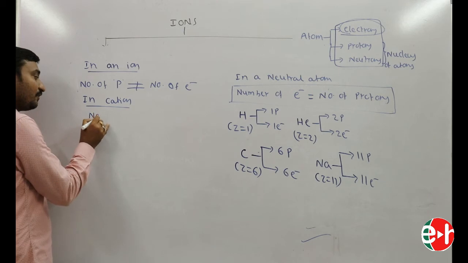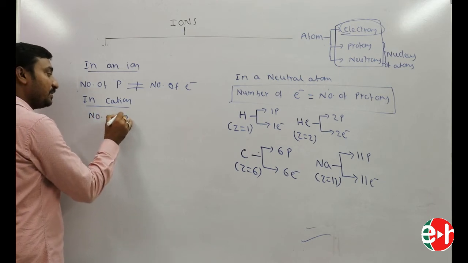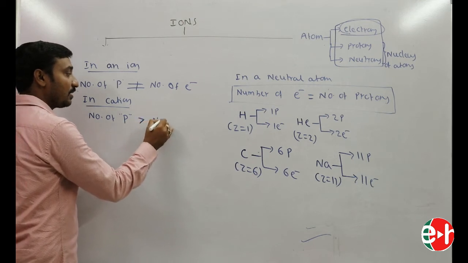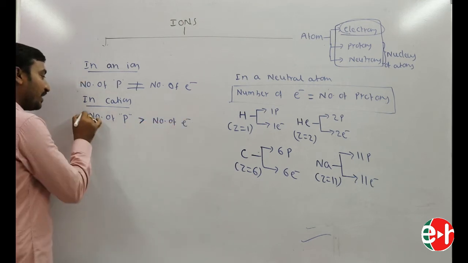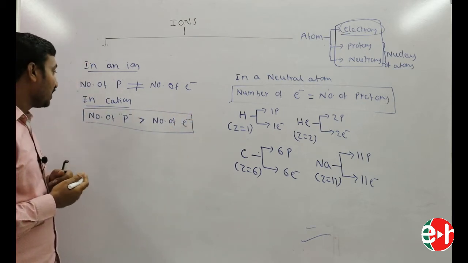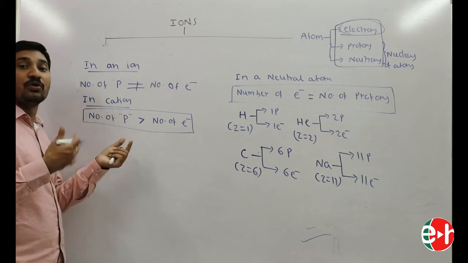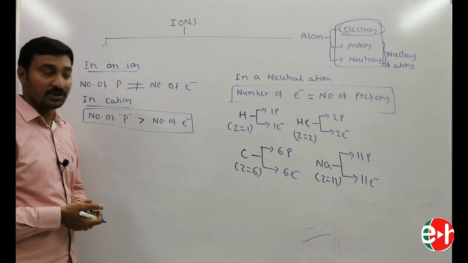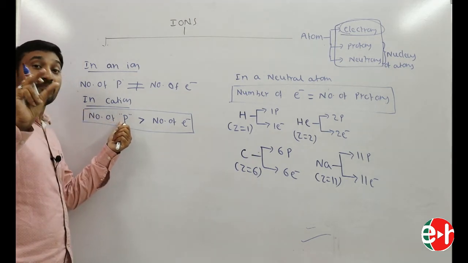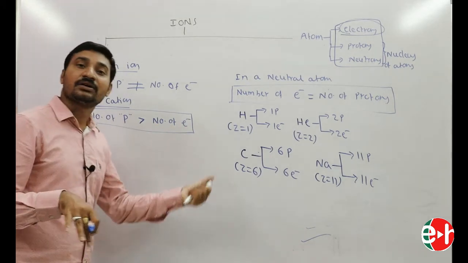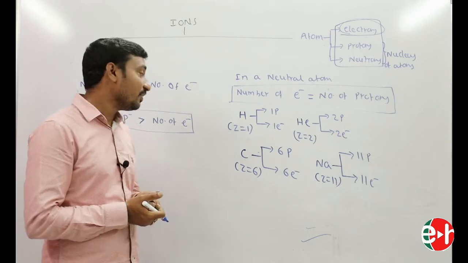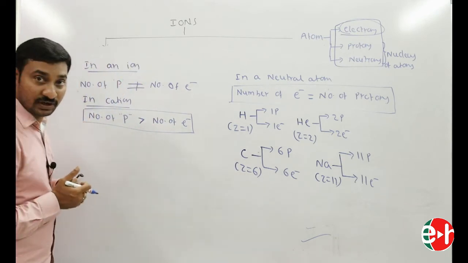see, the number of protons, P indicates protons, is greater than the number of electrons. What does that mean? In a cation, protons are more than electrons. Protons are more than electrons. Okay? Why? Let's discuss one example.